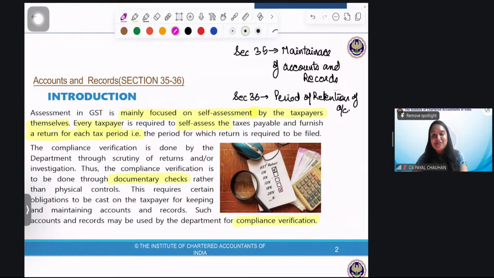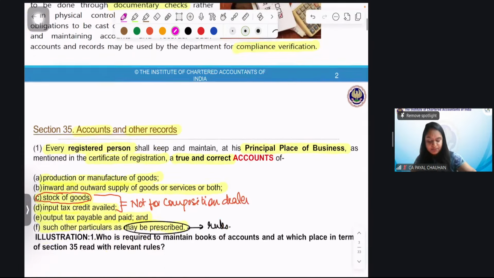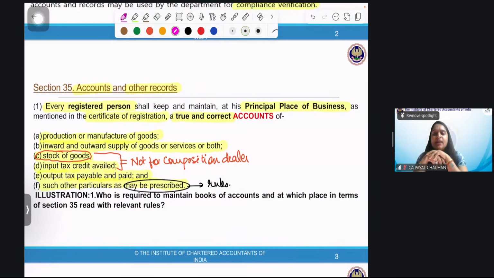Okay. My next question to you is, accounts and records are documentary evidence. True or false? They are documentary evidence. True. Okay, next question. Input tax credit available and input tax credit availed are same or different? Very good. Okay, tell me true or false.